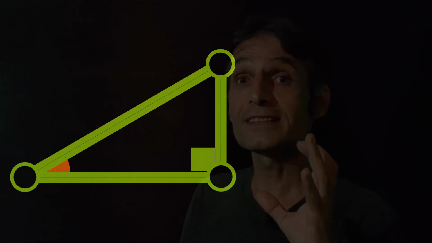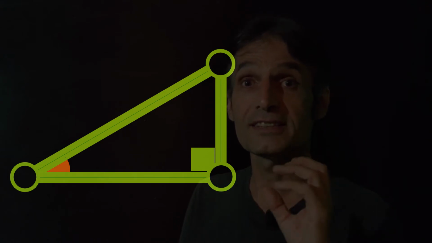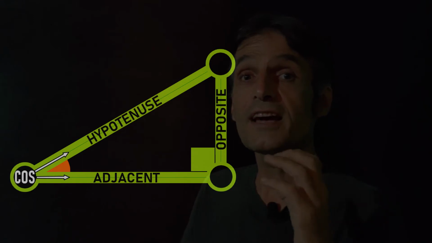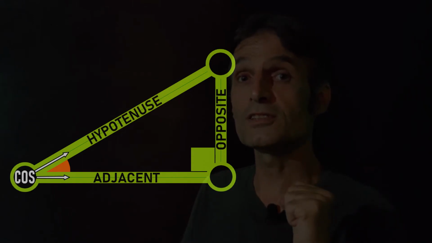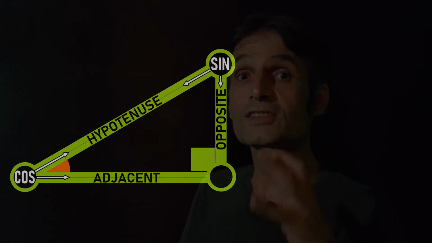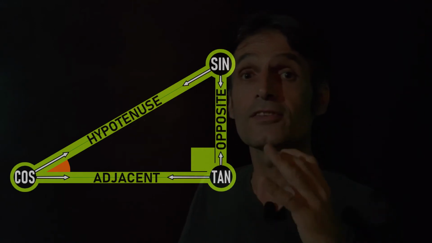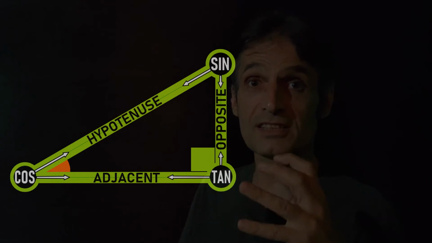Before we do a last training, I'd like to summarize a bit and to make you notice something. Let's put the names of the three sides of a right angle triangle on this, and let's write what we have learned so far. First, the cosine is the adjacent when the hypotenuse is 1. Second, the sine is the opposite when the hypotenuse is 1. And third, the tangent is the opposite when the adjacent is 1.